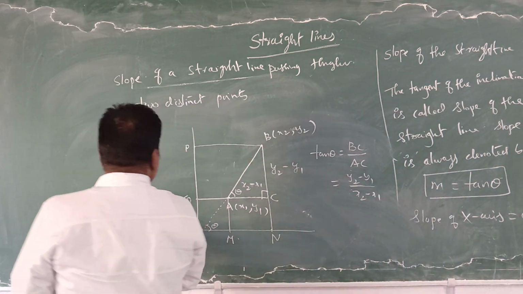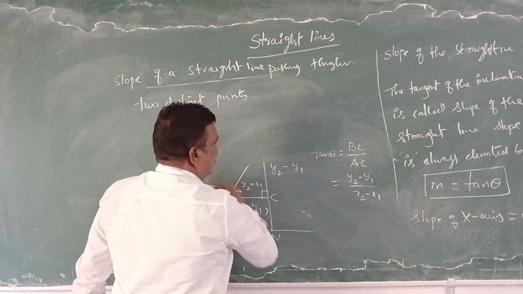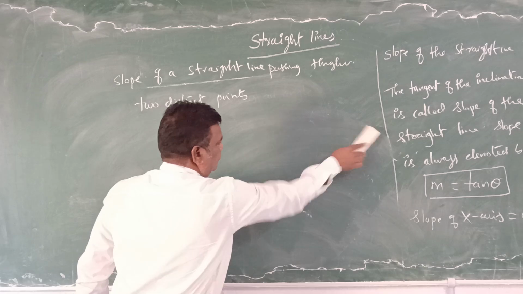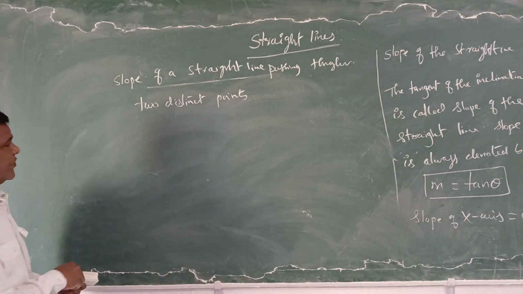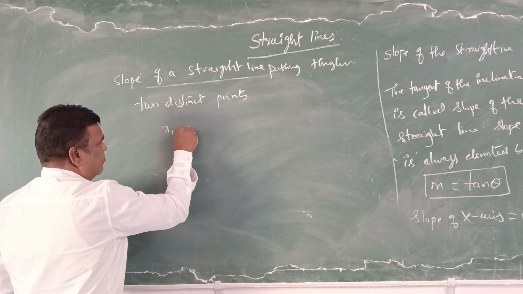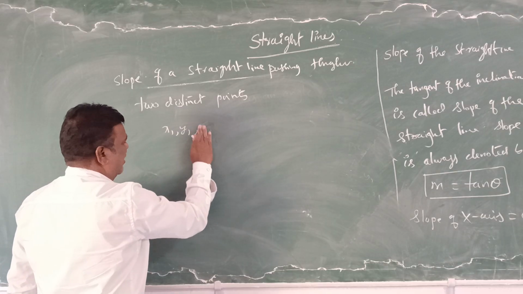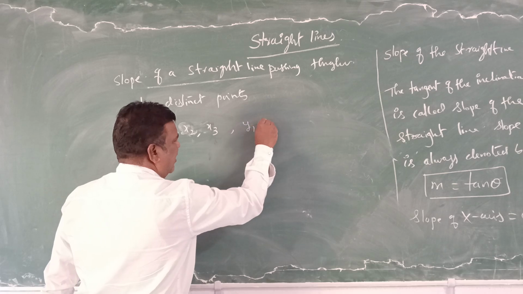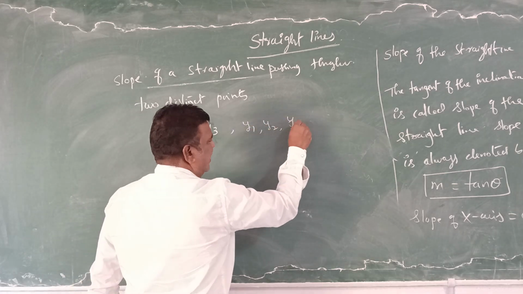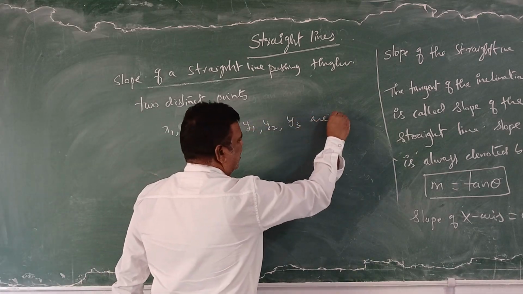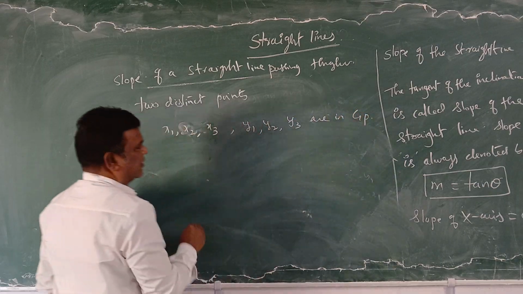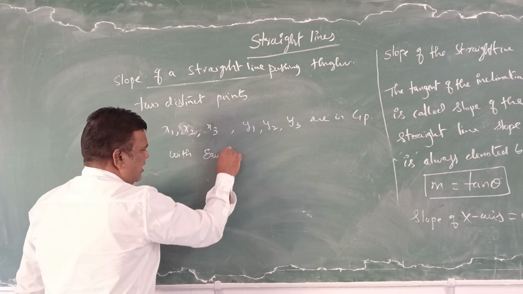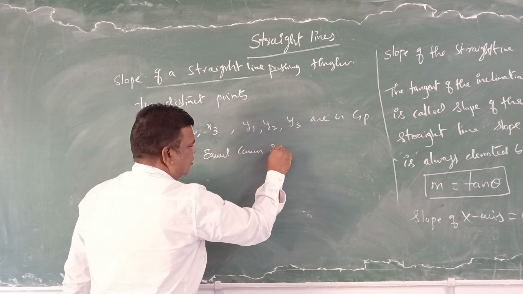Okay. So now we are going to discuss a small problem on slope. See, x1, x2, x3 and y1, y2, y3 are in geometric progression with equal common ratio.